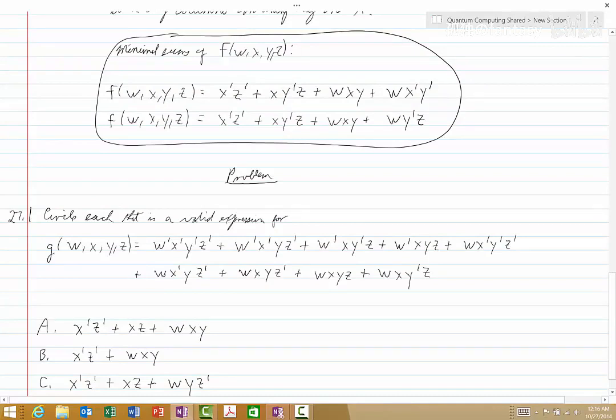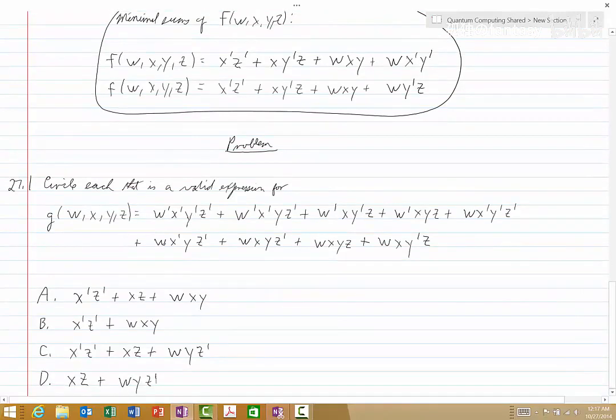So I have here an expression. This is again a Boolean function of 4 Boolean variables, and I ask you to circle each one of these that is a valid expression for that. So I'm telling you that at least one of these 4 expressions here is equivalent to G, and possibly more than one is equivalent to G. But you need to circle each one of these that is equivalent to G.